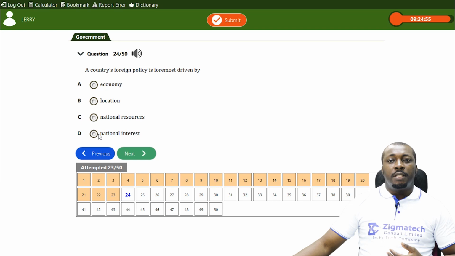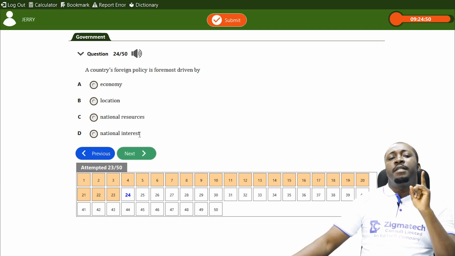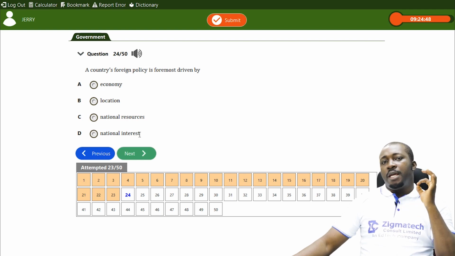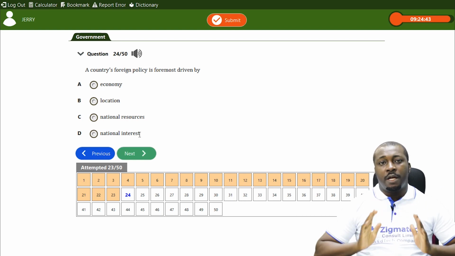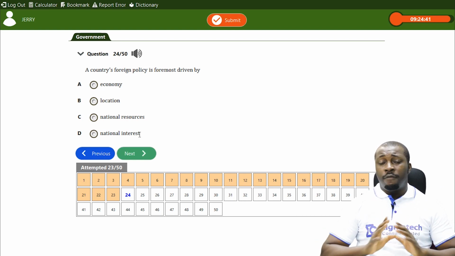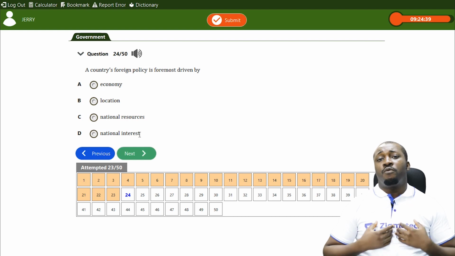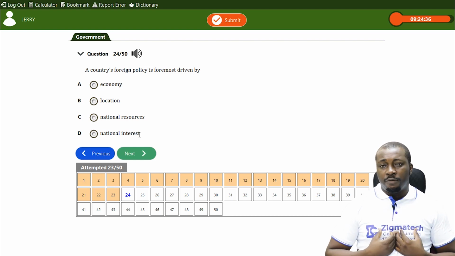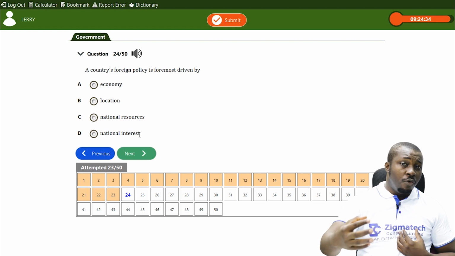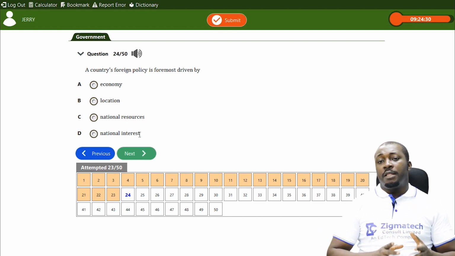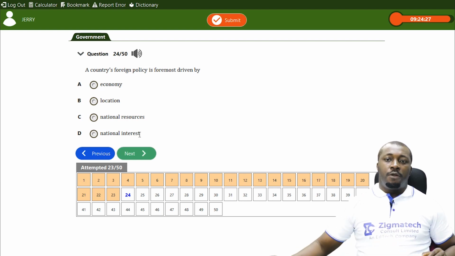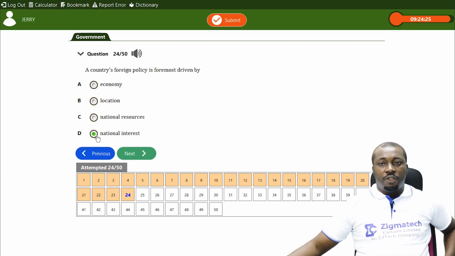Now, D says national interest. Actually, the main driver, the number one driver of a nation's foreign policy is national interest, which is the goal of a country, the national goal of a country. So any country looks at what benefits it first, how it promotes the goals, the objectives of the state. It looks at it before taking that policy. So to this extent, D, which is the national interest, is the answer to this.